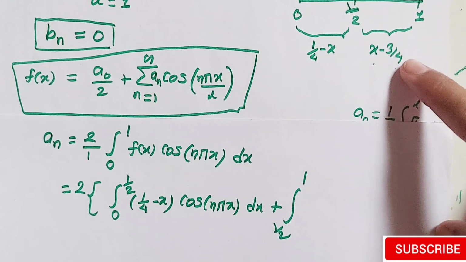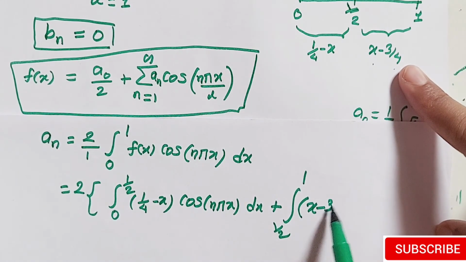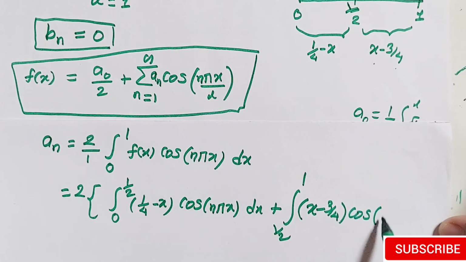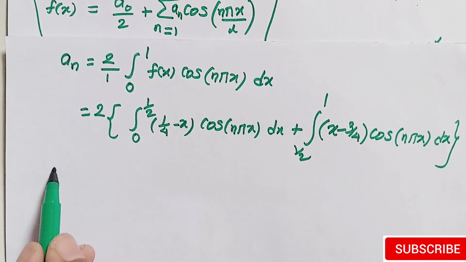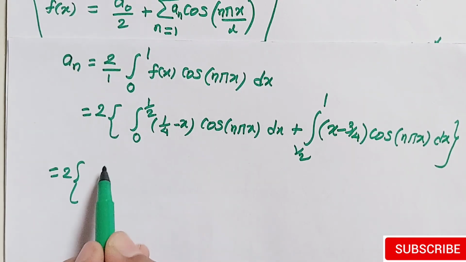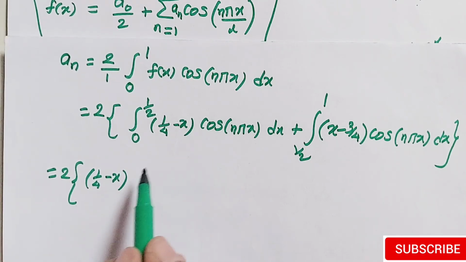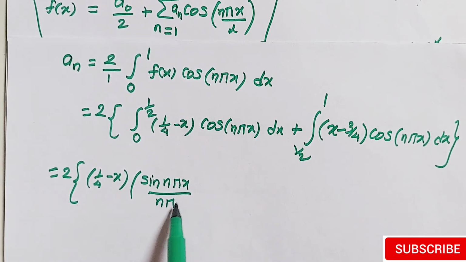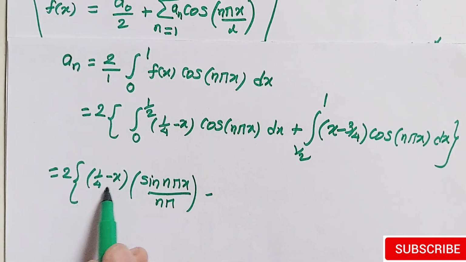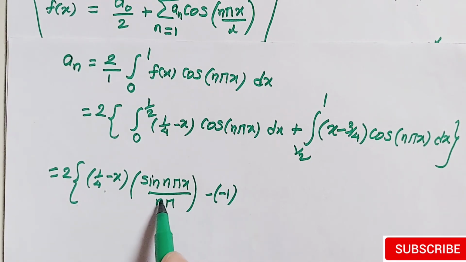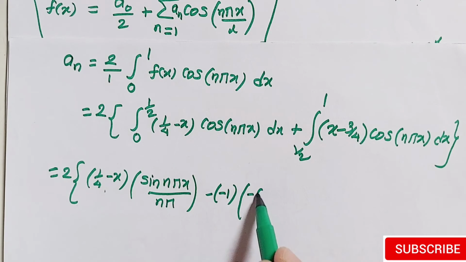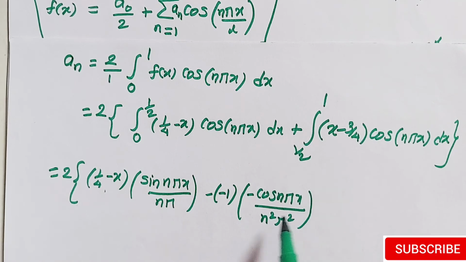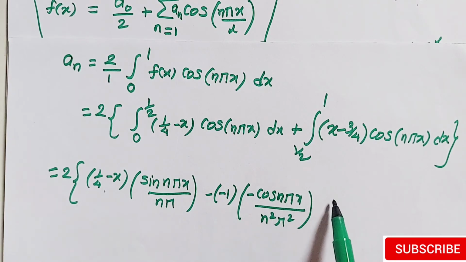In 1/2 to 1, in this interval the value of the function is (x − 3/4) into cos n pi x dx. To solve this integral, we have to use the integration by parts formula. So here the first term, (1/4 − x) as it is, integration of cos is sin n pi x divided by n pi. Then the next term is minus: derivative of the first term is minus 1, integration of this bracket term is minus cos n pi x divided by n square pi square. In the next term, the derivative of this term will come: derivative of −1 is 0.